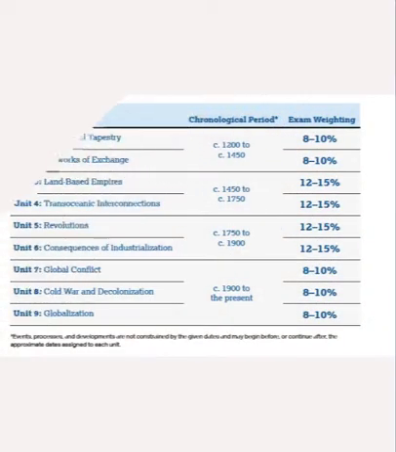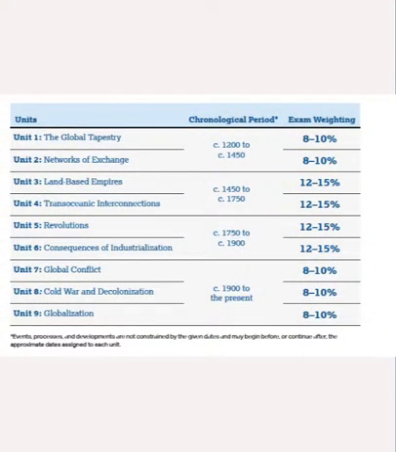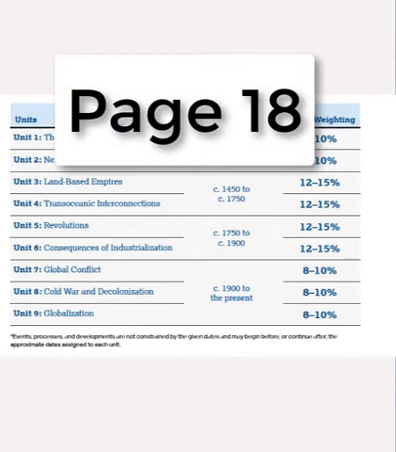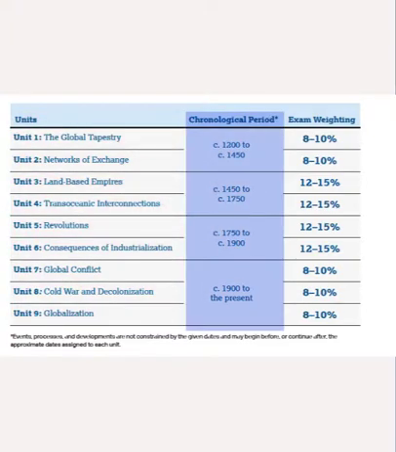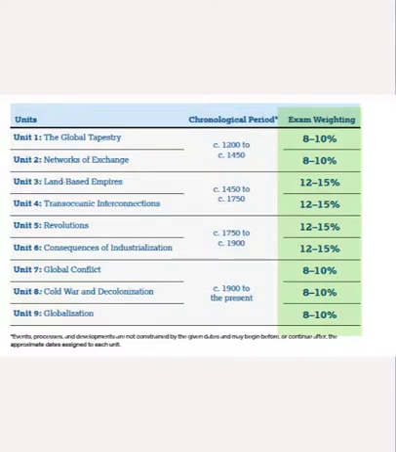So the very first thing I want to point out are the changes that have happened in the units. You can find this on page 18 of your course exam and description. What they've done here is they've laid out that we now have 9 units, not the old 6 units that we used to have in AP World History. You can also see the chronological periods that these units cover, and you will see the exam weighting.